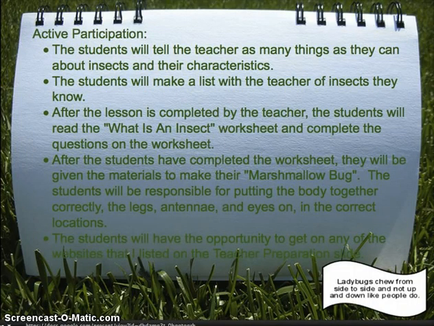The active participation would be that the students will tell the teacher as many things as they can about insects and their characteristics. The students will make a list with the teacher of insects that they know. After the lesson is completed by the teachers, the students will read the What is an Insect worksheet and complete the questions. After the students have completed the worksheet, they will be given the materials to make their marshmallow bug.